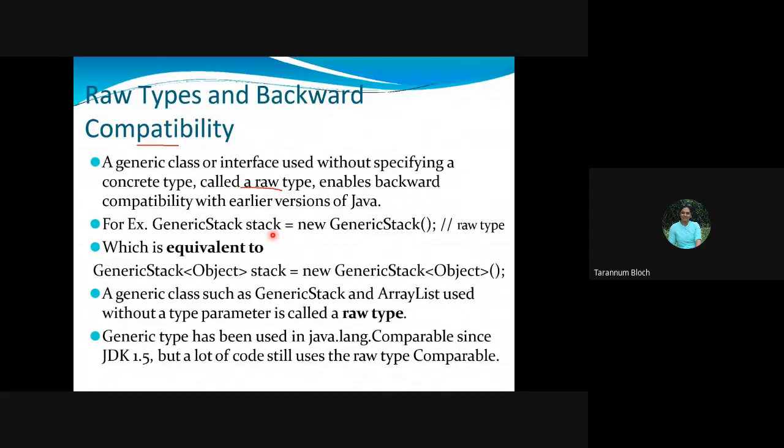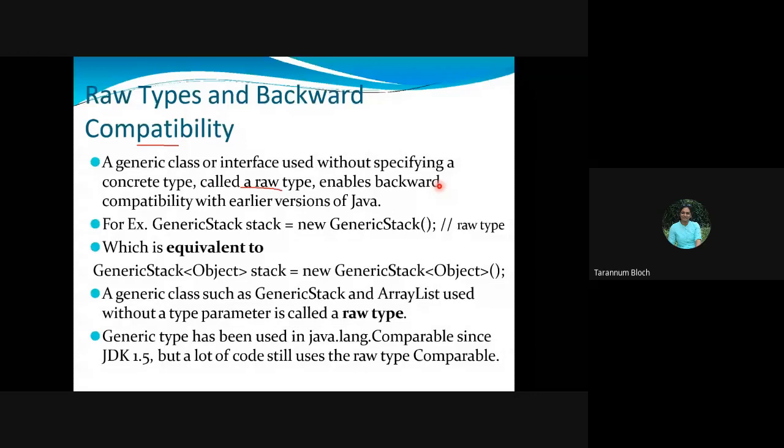It could be anything. So this is called raw type. What it says: a generic class or interface used without specifying a concrete type. Concrete type is any primitive data type. If we have not specified it, we call it a raw type, right? And this enables backward compatibility with the earlier versions of Java.